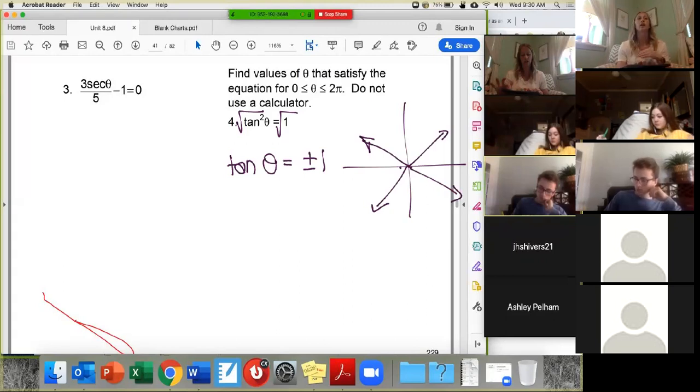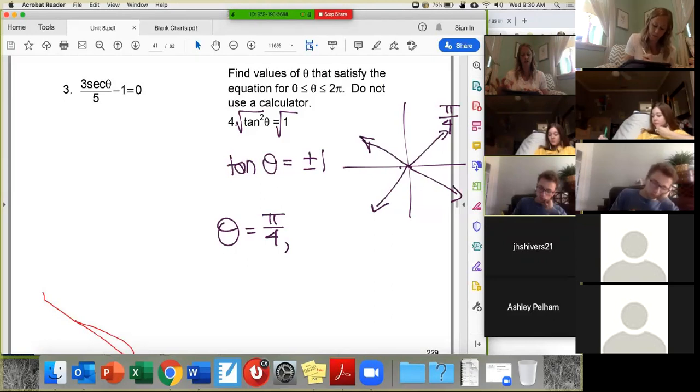Think back to your charts again. Where would tangent be 1 for the first time? Pi over 4. So then thinking back through my radians, I've got pi over 4 in the first quadrant. What's going to be the pi over 4 reference angle in the second quadrant? It's 3 pi over 4. And in the third quadrant, 5 pi over 4. And in the fourth quadrant, 7 pi over 4.